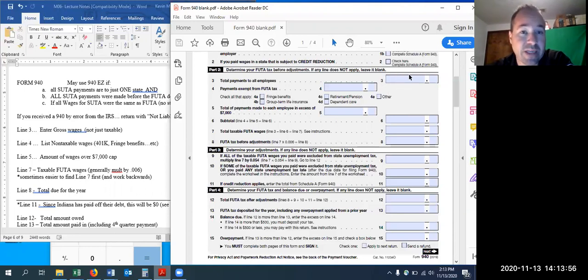But just note that box 3 is your gross wage, and that's what I put here in the instructions. And then you add up all of those non-taxable fringe benefits that each employee had taken out of their check for the entire year.